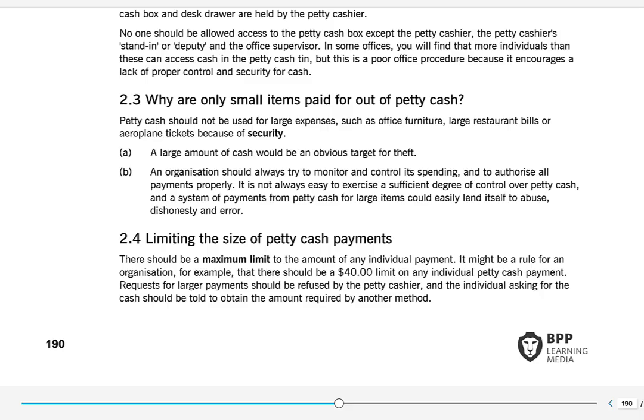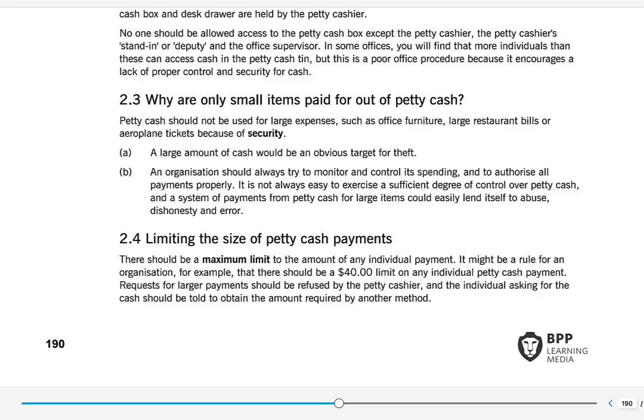Now we are doing Lesson 2.3. Lesson 2.3 is called, Why Are Only Small Items Paid For Out of Petty Cash? This is a very important rule in petty cash control. Petty cash is not meant for big payments. Petty cash is only meant for small, everyday payments. Let us understand why, step by step, like a real classroom lesson.